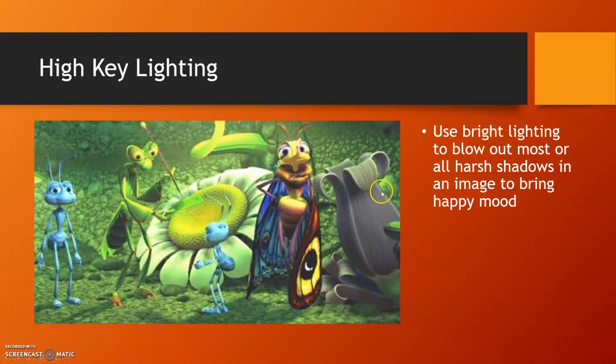Okay, so to improve on lighting, you can actually refer to movies. So this is what we call high key lighting. When you want to portray a happy mood, for example, everything's bright and warm.